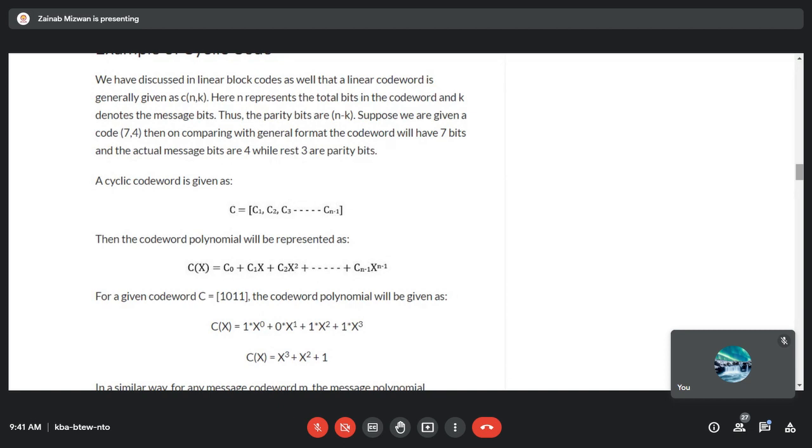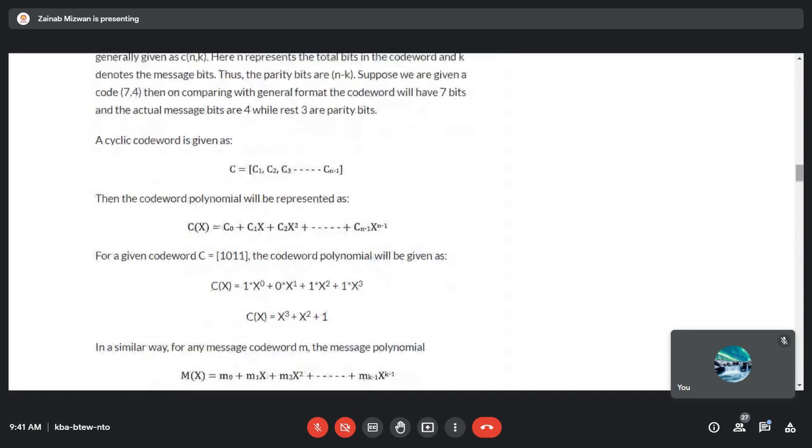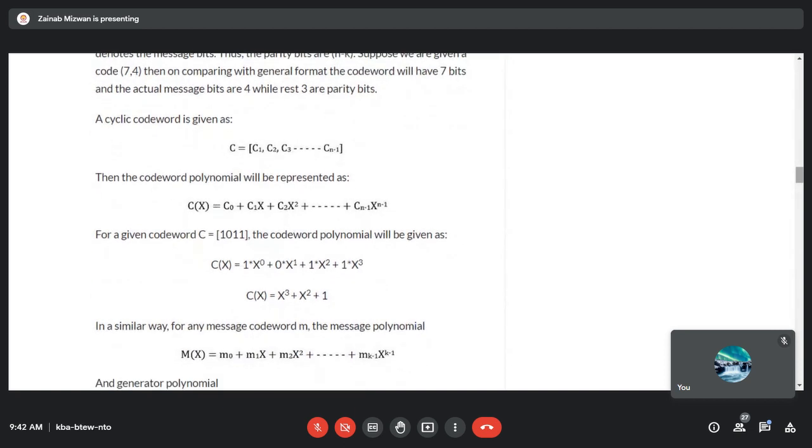Okay, so our cyclic code word is given as the c equals to c1, c2, c3 till cn minus 1. Then the code word polynomial will be represented as cx equals to c0 plus c1x plus c2x square plus cn minus 1 xn minus 1. Please note down this code word polynomial. It is very much important to note down this code word polynomial, because it will be needed every time. So you should know what is the code word polynomial.